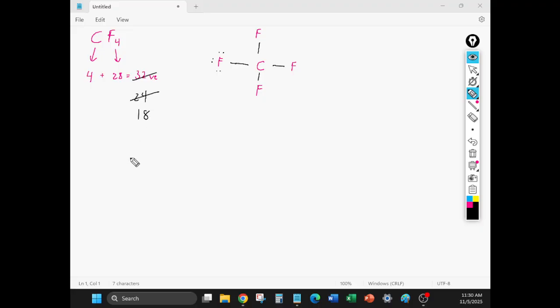And you can kind of tell by math how it's going to go, right? We add 6 to this fluorine, that's going to get us down to 12. You add 6 to this fluorine, that gets us to 6. And then we get here, and then we've used all our electrons. Okay, so that's CF4.